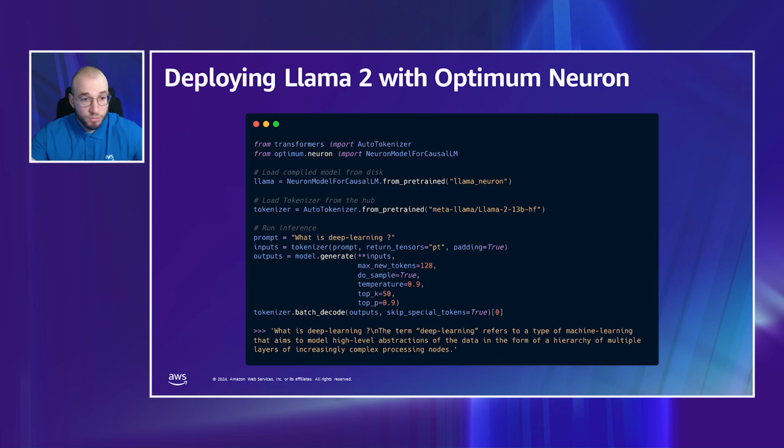What is deep learning was our prompt. And then the output is: the term deep learning refers to a type of machine learning that aims to model high-level abstraction of data in the form of hierarchy of multiple layers of increasingly complex processing nodes, which sounds correct to me.